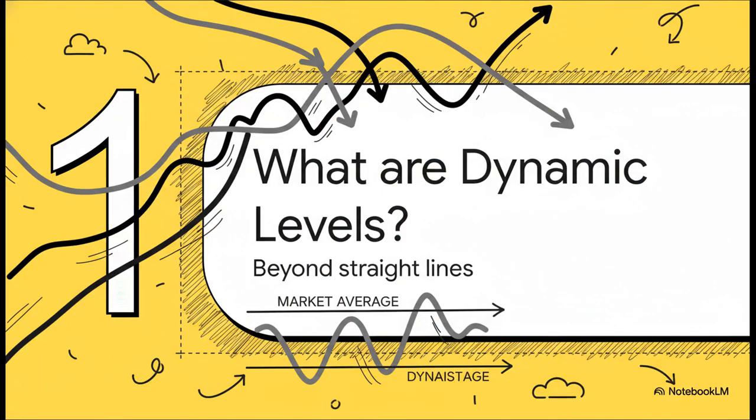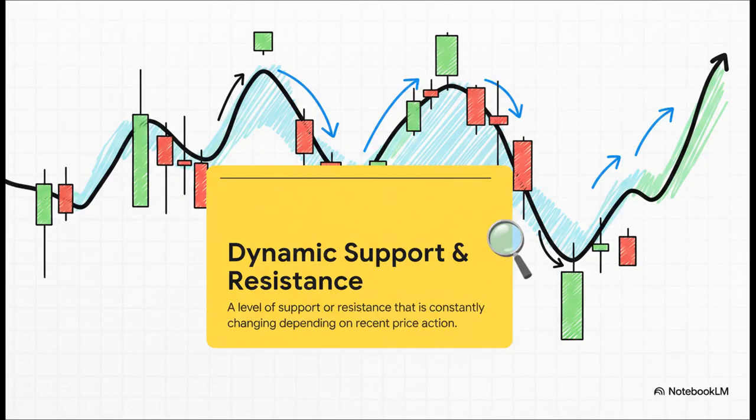All right, so that leads us right into our first big idea. What are dynamic levels? It's time to ditch the rulers, you know? Let's let the market do the drawing for us. So, what is a dynamic level anyway? Well, to put it simply, it's a support or resistance level that isn't just stuck. It's not a fixed line. It's kind of alive. It's constantly recalculating and moving with every single new candle, adapting in real time to the pulse of the market.